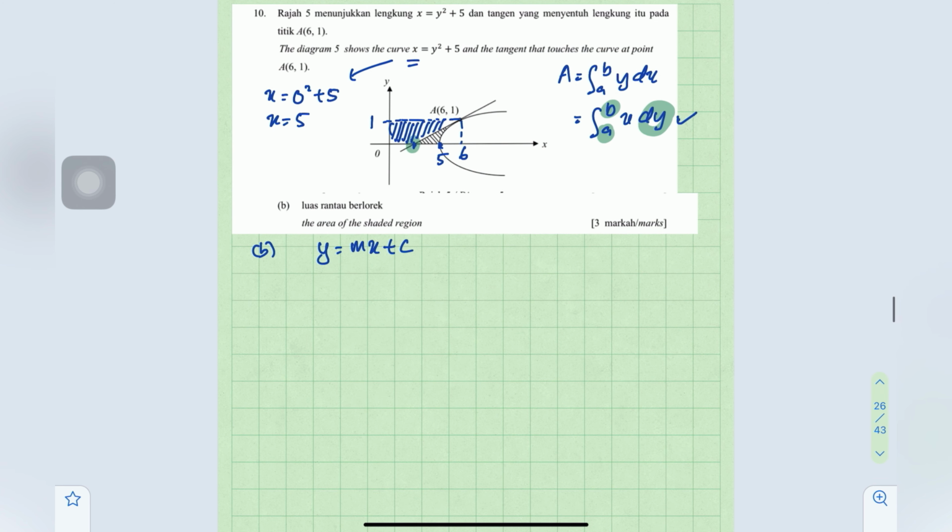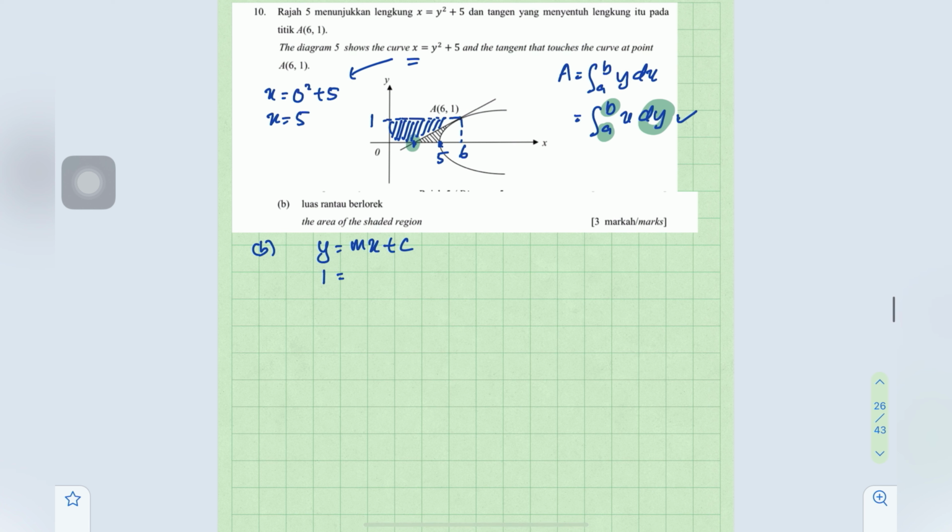Okay, so kita masukkanlah y is 1, gradient is 1/2, x is 6, plus c. So c kita dapatlah equals to -2. So then therefore equation of tangent y equals to 1/2x minus 2. Okay, so nak cari x-intercept y is 0.